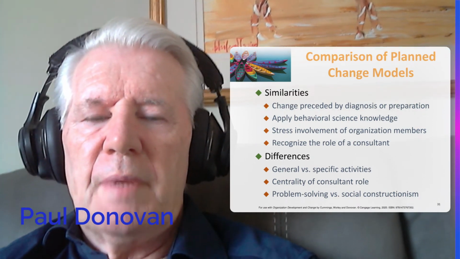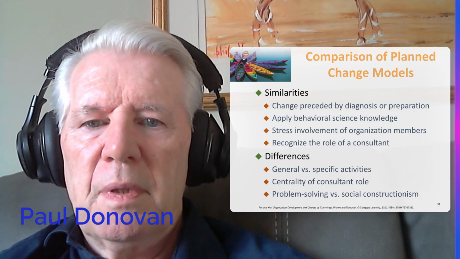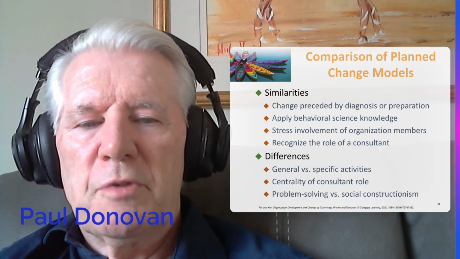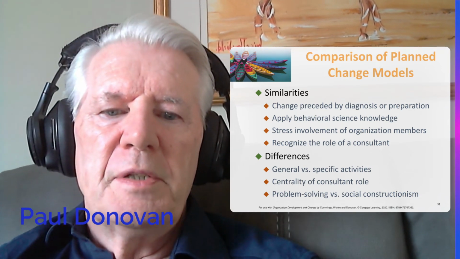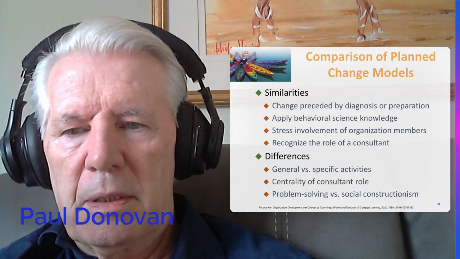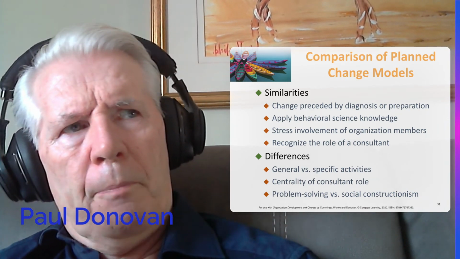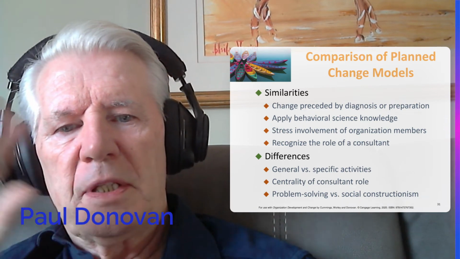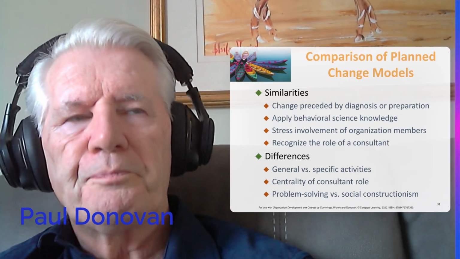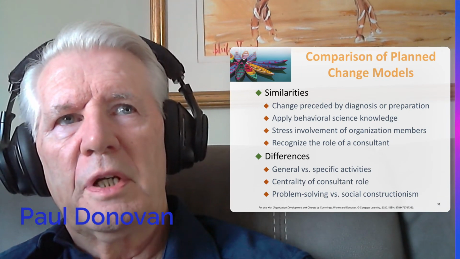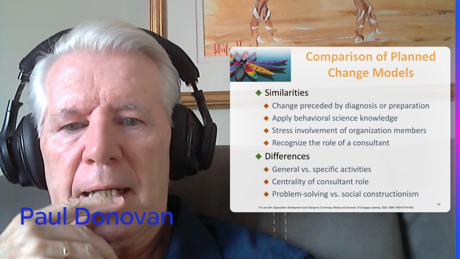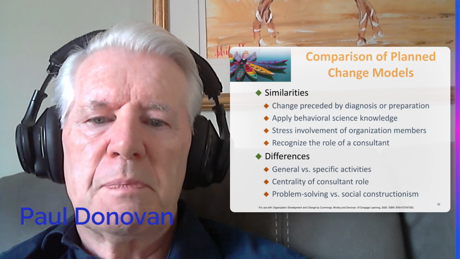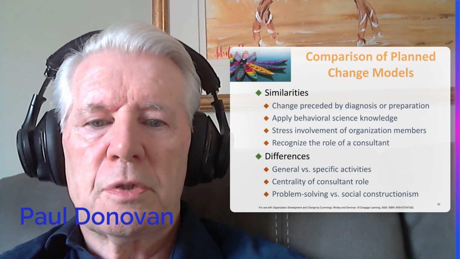Plan change models have similarities and differences. The similarities can often be things like there's a role of a consultant, there's behavioral science technology in OD, and the differences can often be whether or not the consultant is central, which is often something like unfreeze, move, and refreeze, or whether the consultant is at the edge, which is the case in the appreciative inquiry model or the positive model. And the other thing is whether the plan change model is based on problem solving or social constructionism.